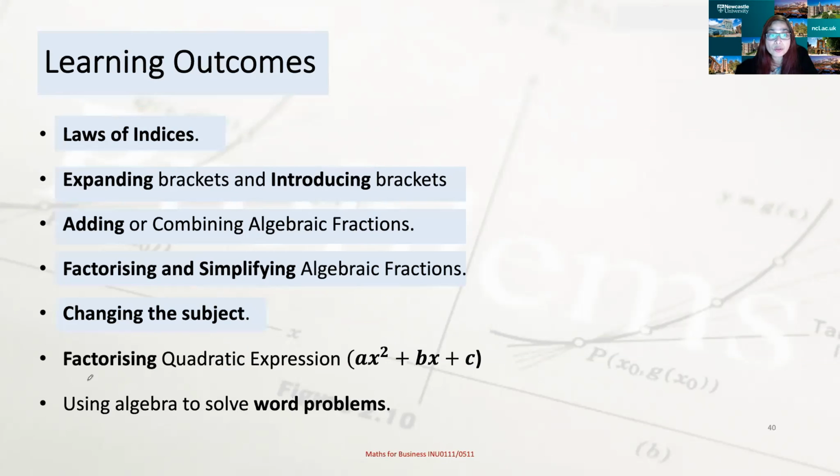Now let's see how to factorize quadratic expressions. Quadratic expressions are of this form. Let's do that.